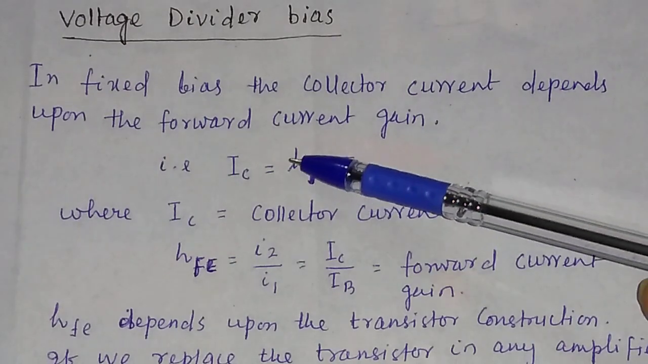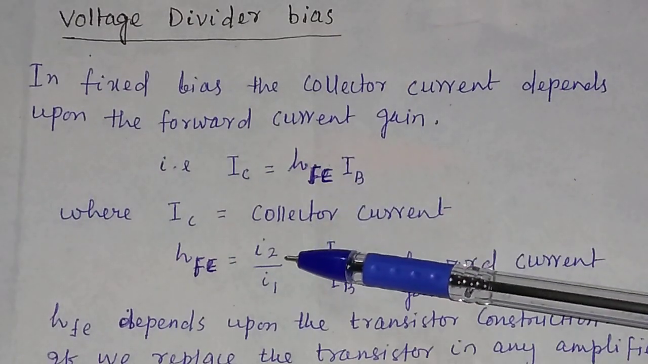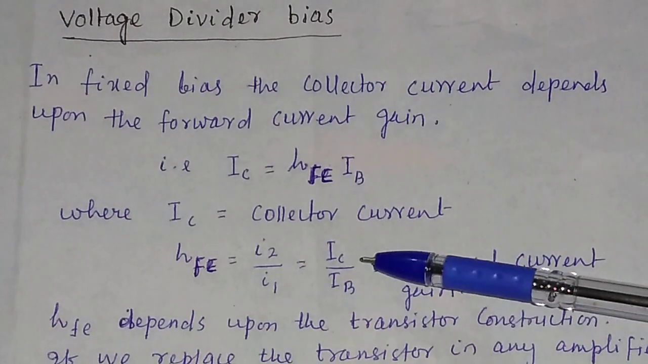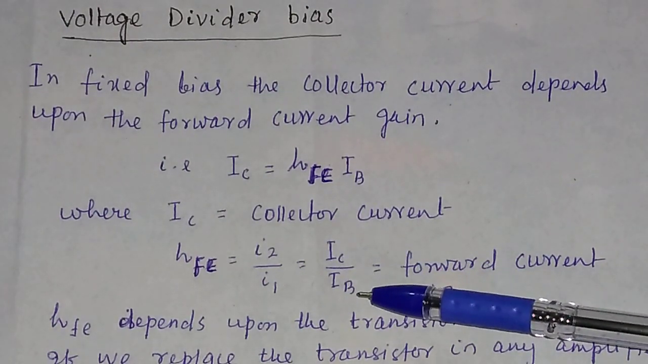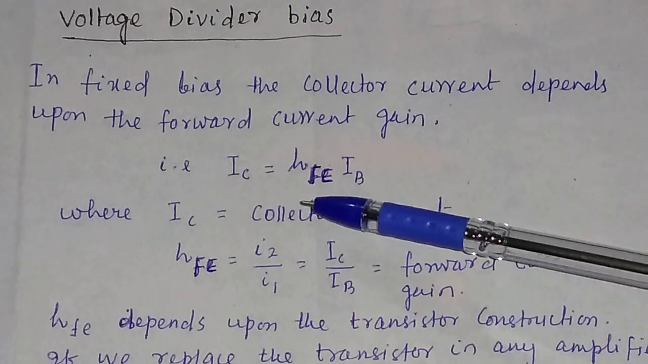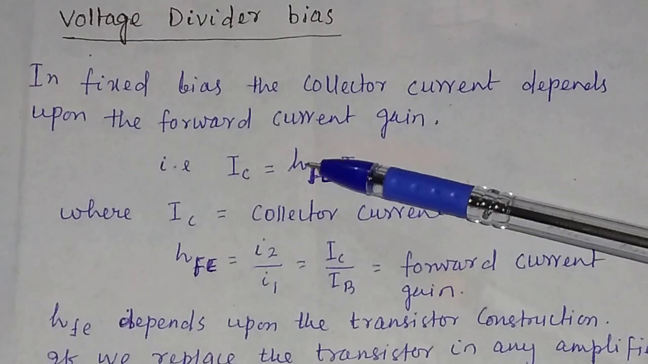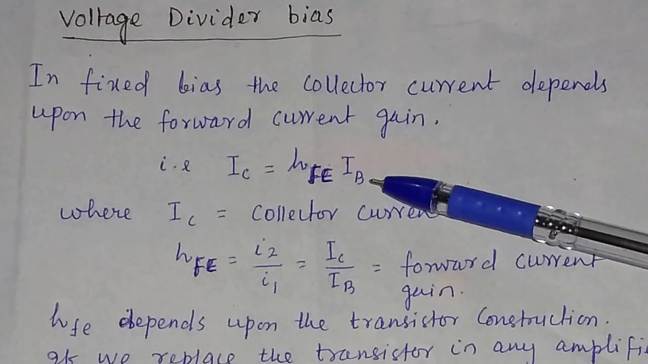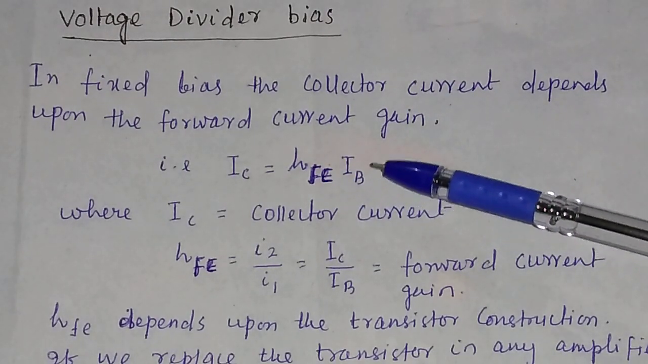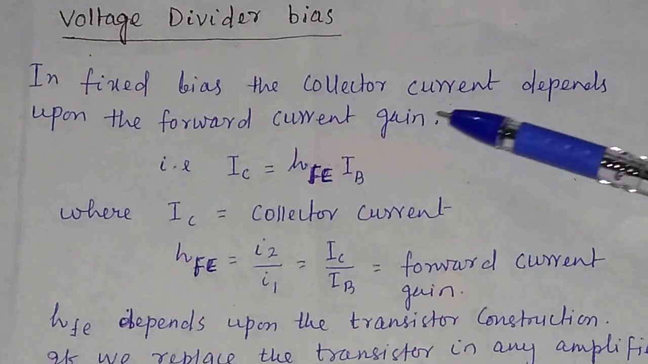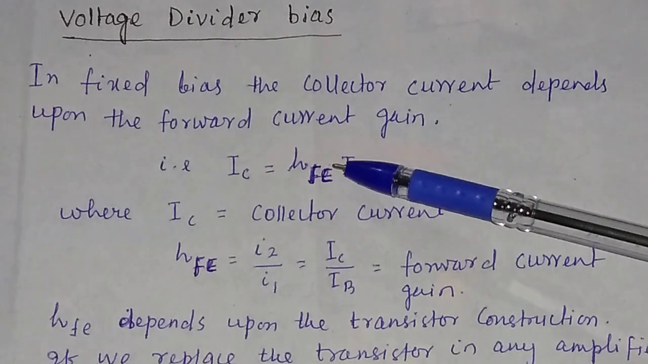HFE, this is the forward current gain, that is output current divided by input current, or collector current divided by the base current. We know the collector current is equal to the product of the forward current gain and the base current. So in fixed bias, we have discussed that the collector current depends upon the forward current gain.